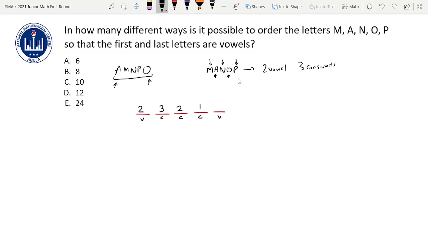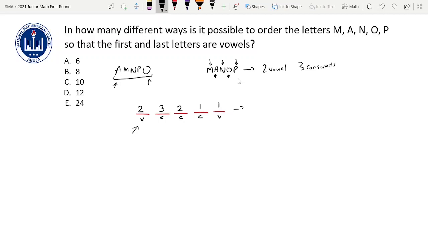And finally, for the last letter here, that has to be a vowel. Remember that for the first letter, we made use of 1 vowel already, and now we have just 1 left. So for the last letter of this permutation, we're going to have just 1 option. So we have 2 options for the first, 3 for the second, 2 for the third, 1 for the fourth, and 1 for the fifth.